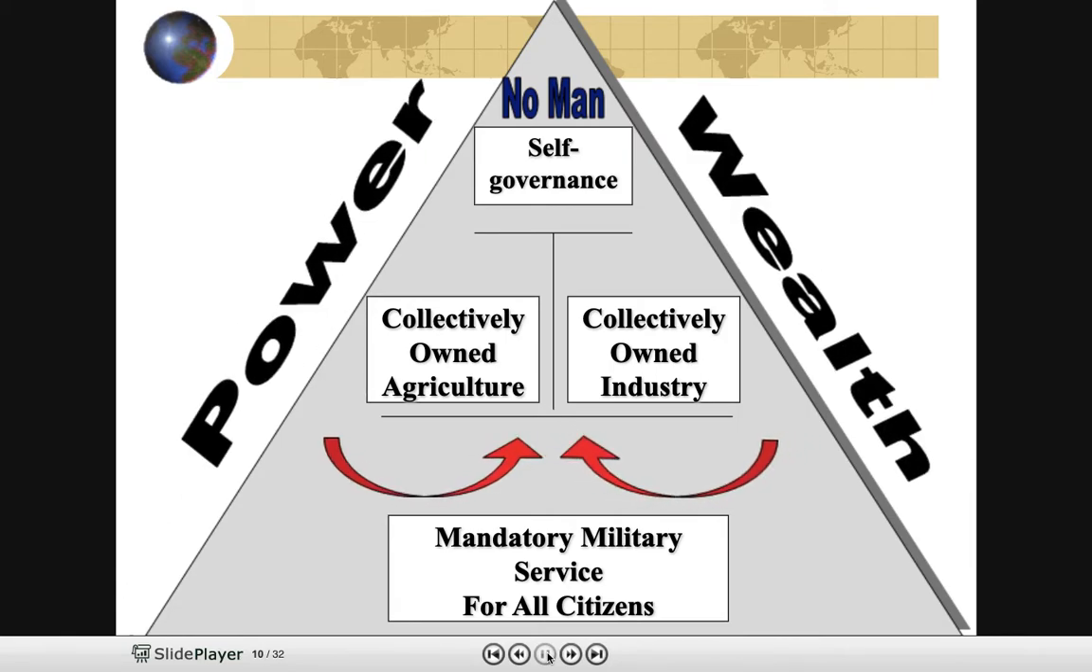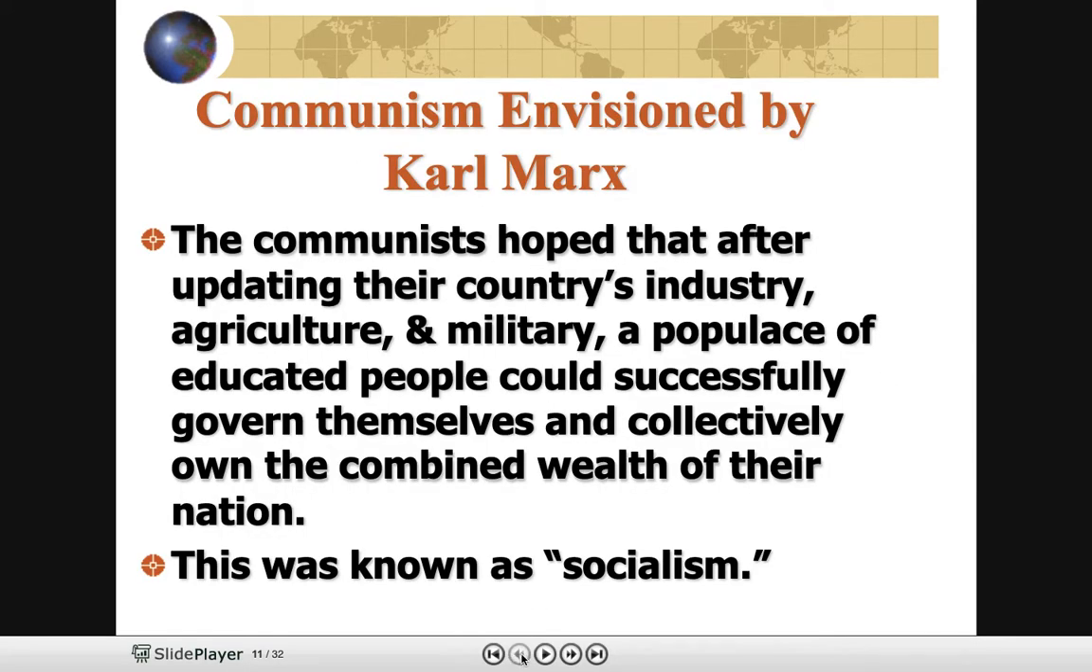And another key component was that everyone had to be part of the military. So power and wealth evenly distributed. Sounds pretty. There's some countries, obviously, that are communist countries that have the mandatory military service, North and South Korea, for example. But the original intent, if you just look at it on paper or on your triangle, it doesn't seem so bad.